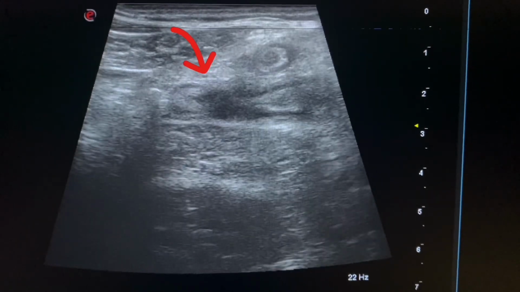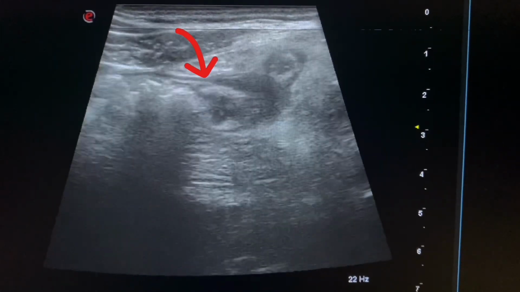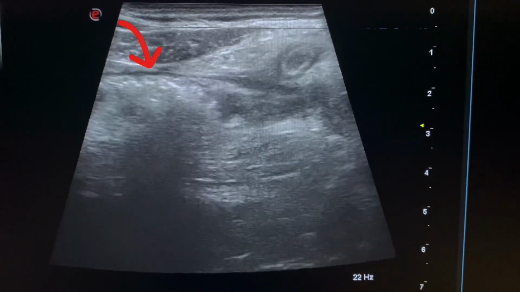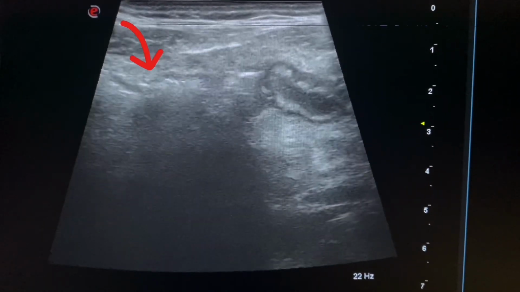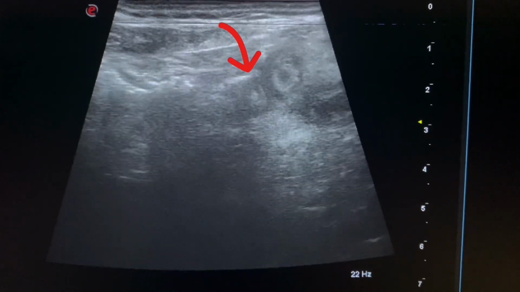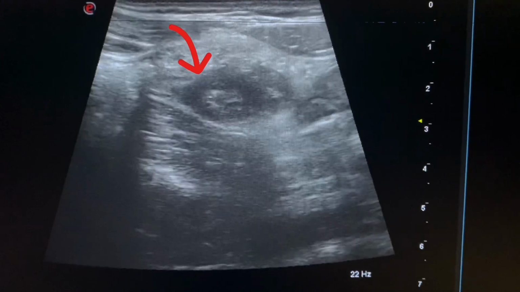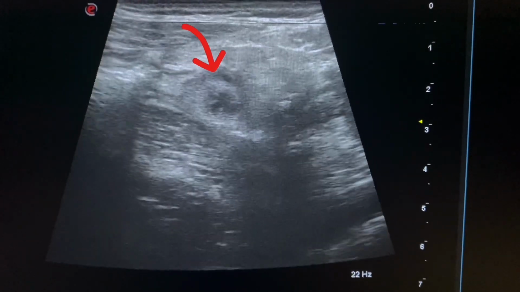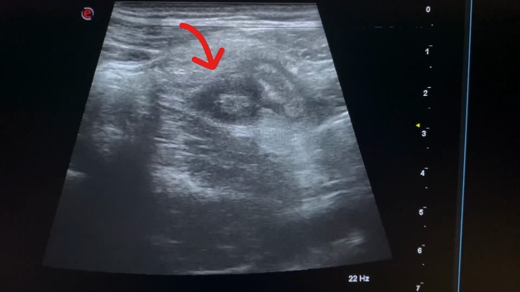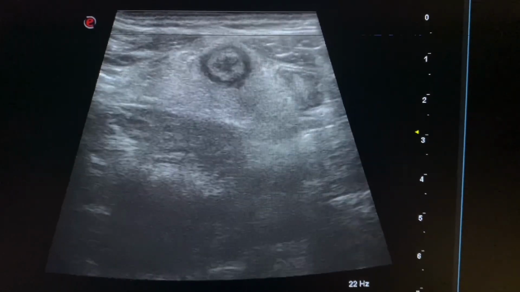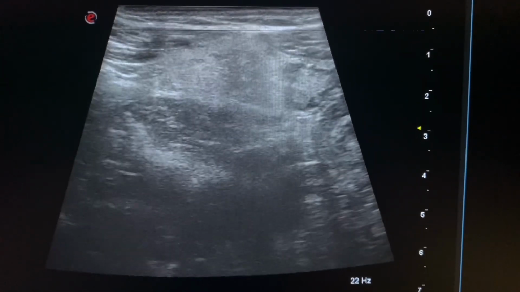This lumen is the distal part of the ileum and it continues to join with the cecum. The walls of this part of the ileum are inflamed. The hypoechoic wall is the muscular layer and the hyperechoic layer is the submucosal layer.